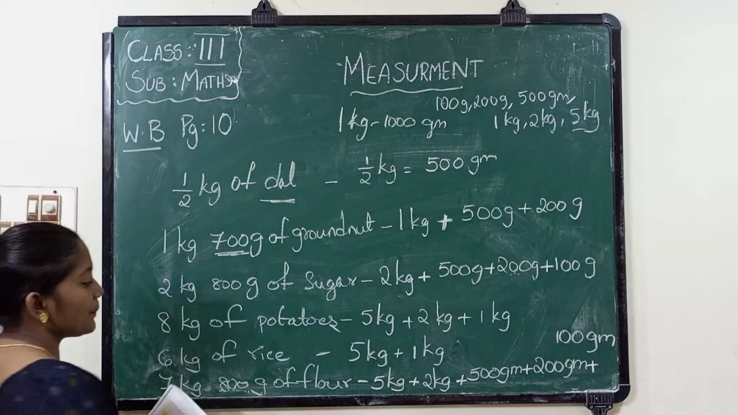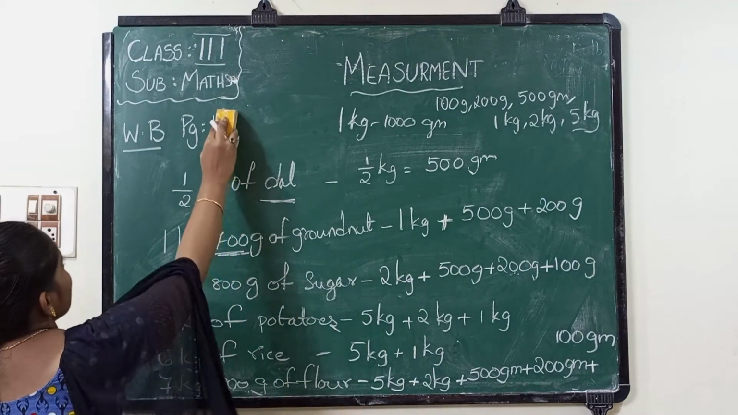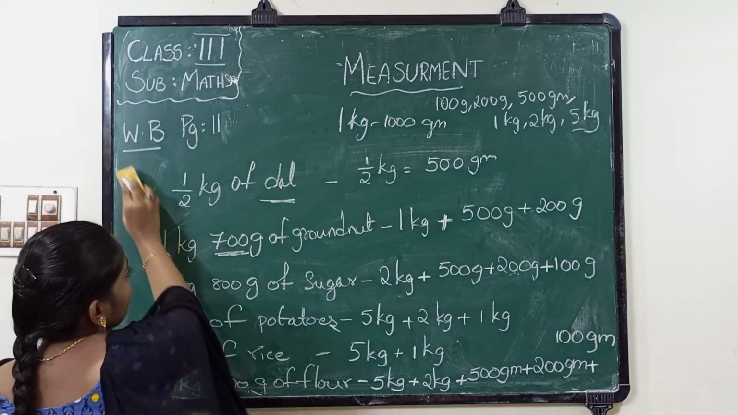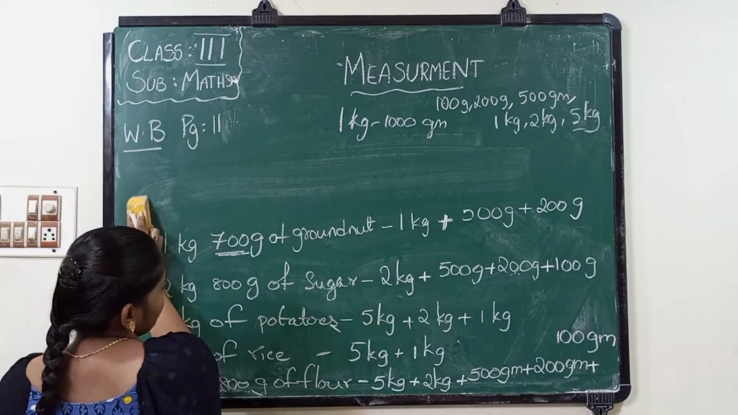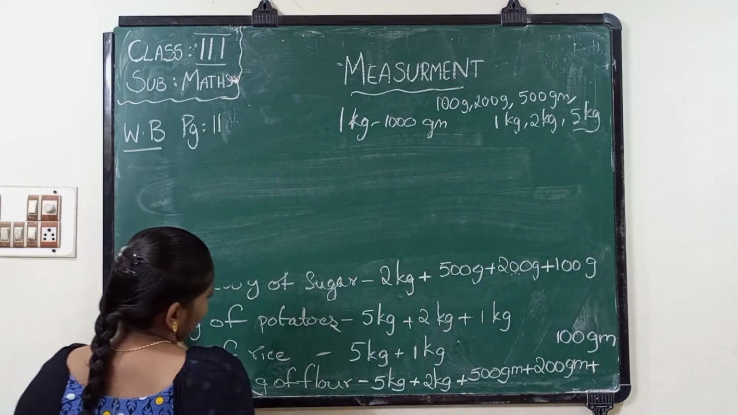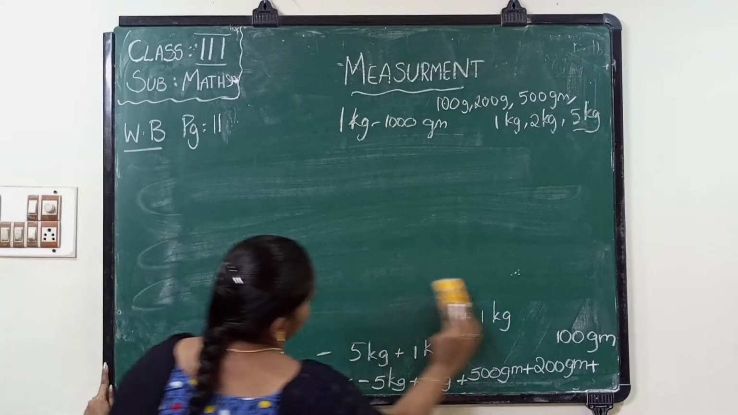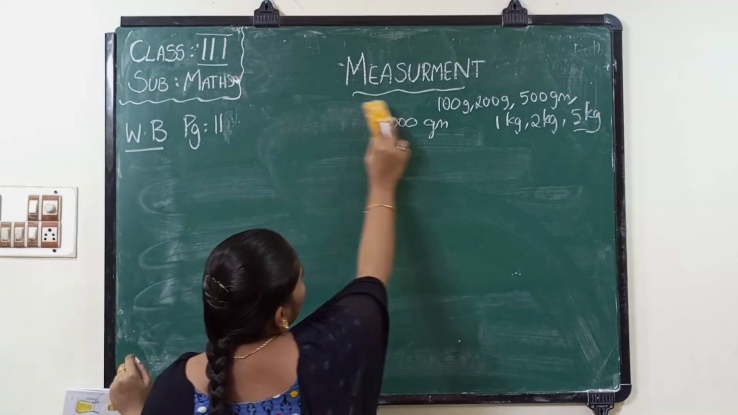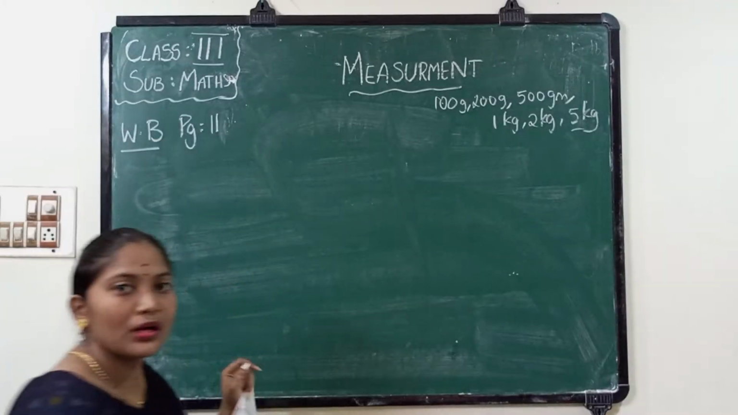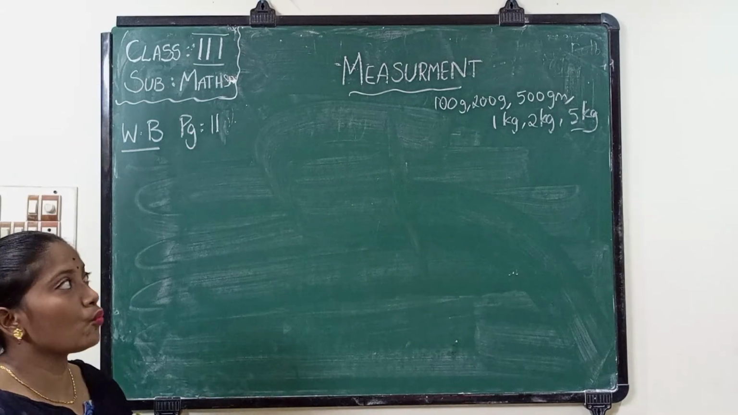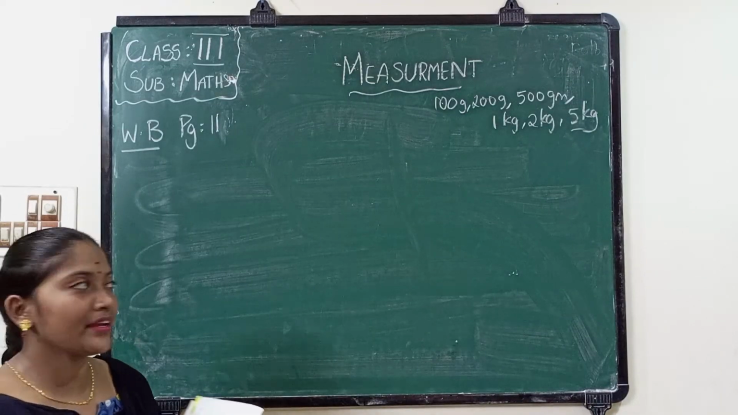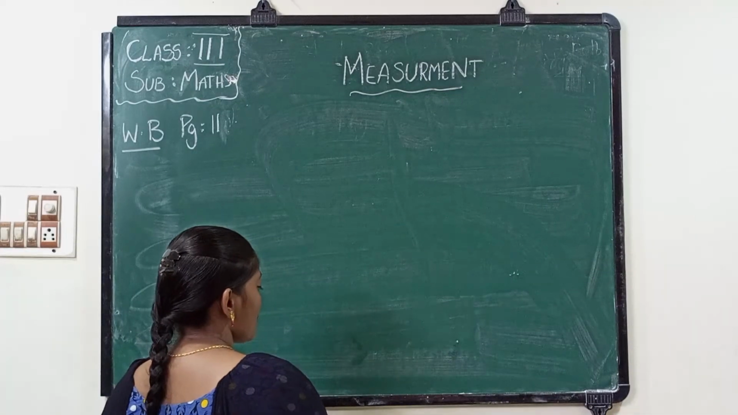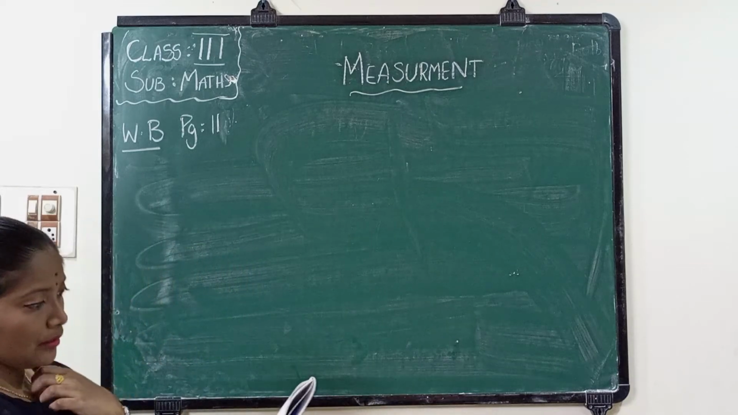Now all of you turn to page number 11. Most probably in the shops also we will see only this type of stones: 100 gram stone, 200 gram stone, 500 gram stone, 1 kg stone, 2 kg stone and 5 kg stones. Now some of the shopkeepers are using electronic measurements.